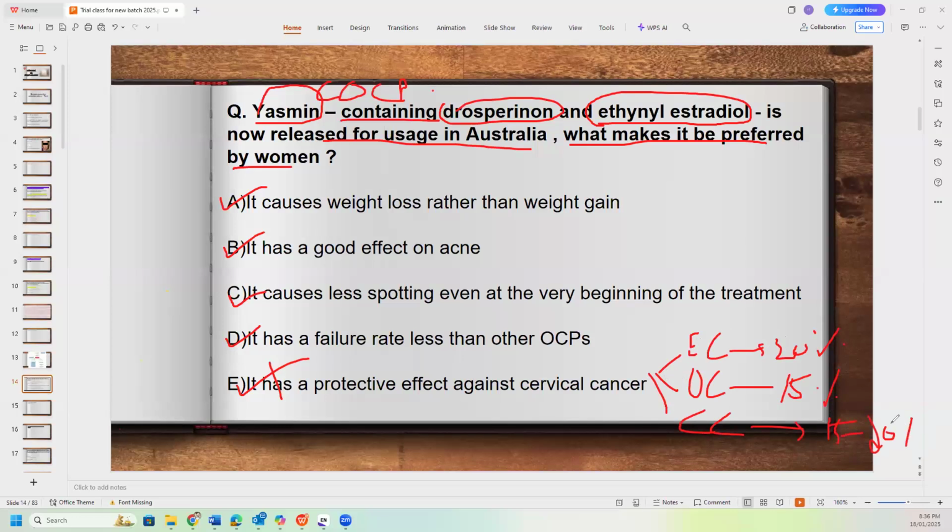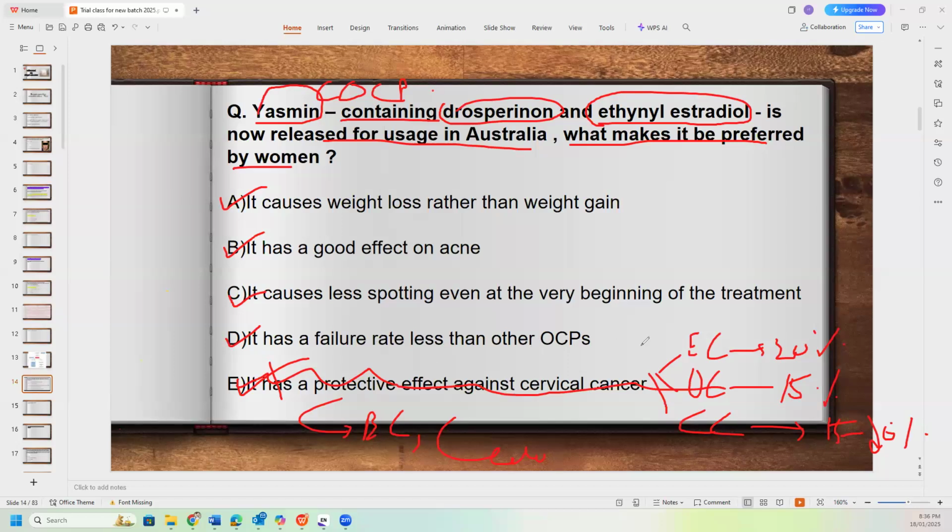So it has protective effect against these, but it increases the risk of breast cancer and cervical cancer. So it doesn't have a protective effect against it, right? So this is not a correct option. So this is out, right?